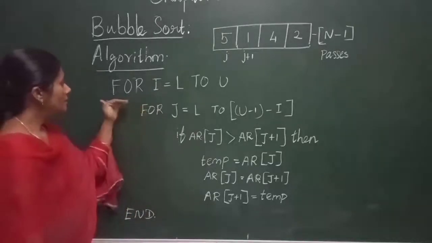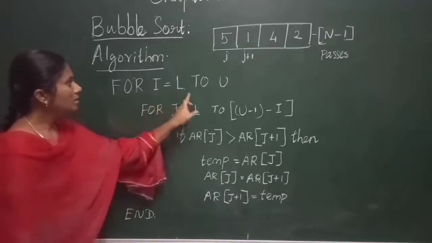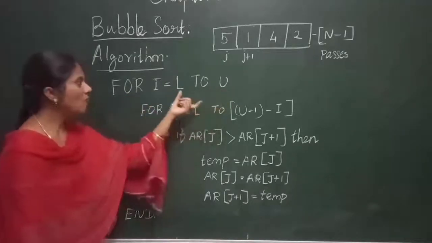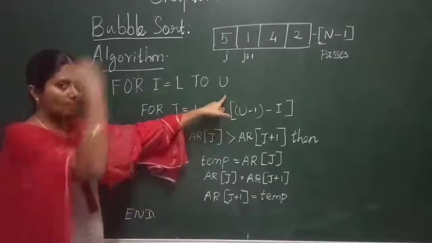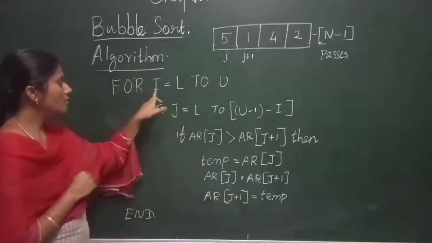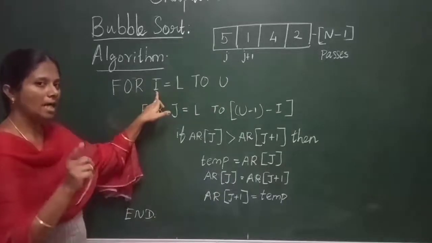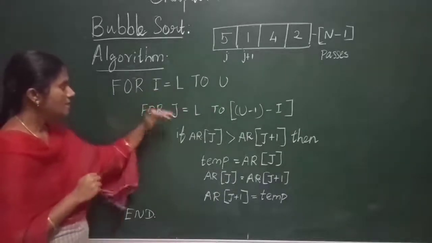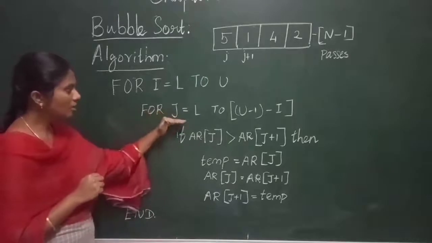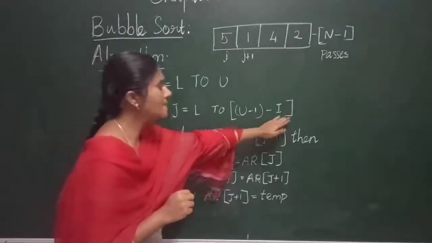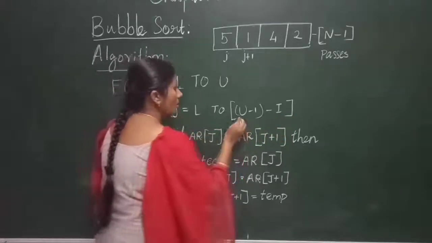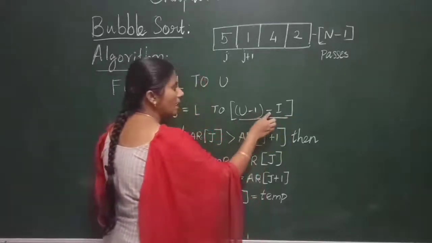See, listen. The first line: for I equal to L to U. That means what? Lower to the upper, lowest element to the upper element. It is stored in the variable I. The next, this is the inner loop: for j equal to lower to upper minus 1 minus I.